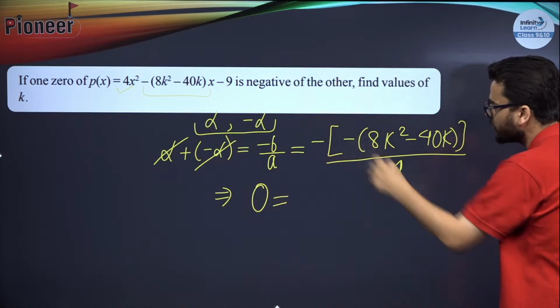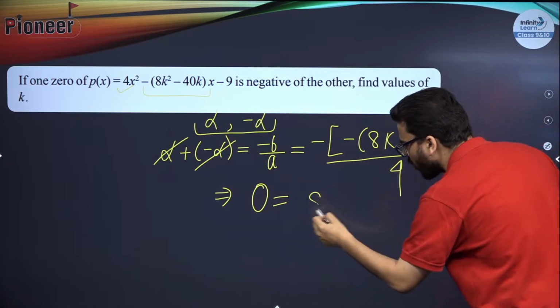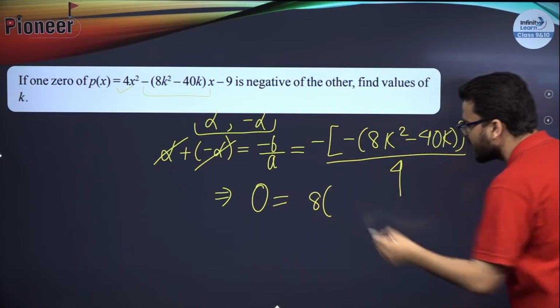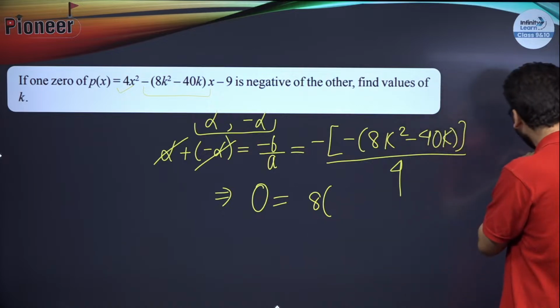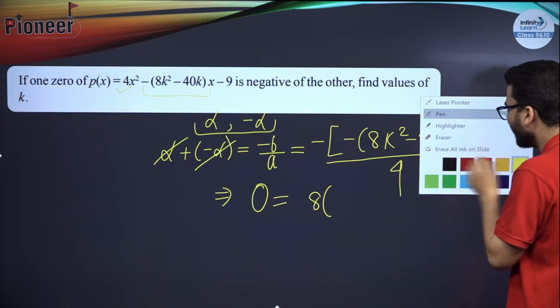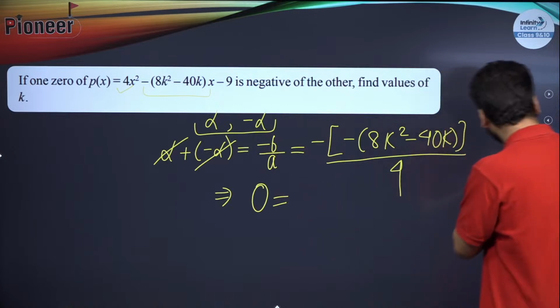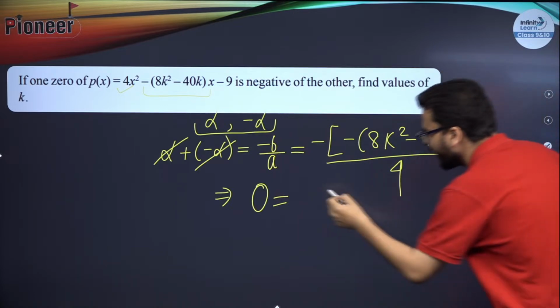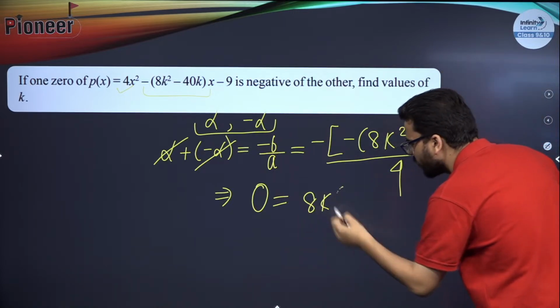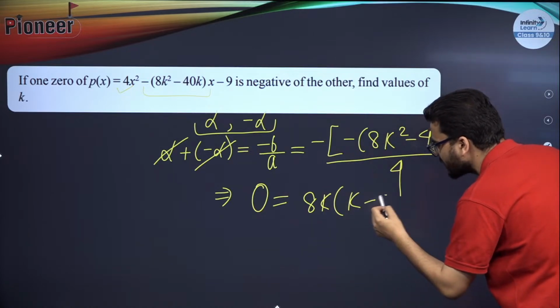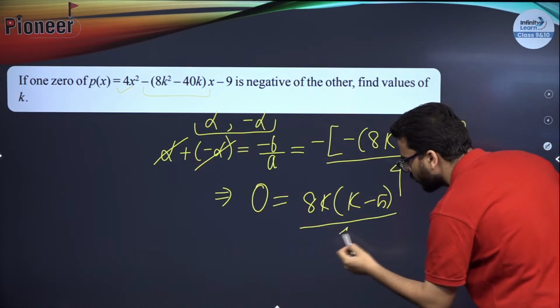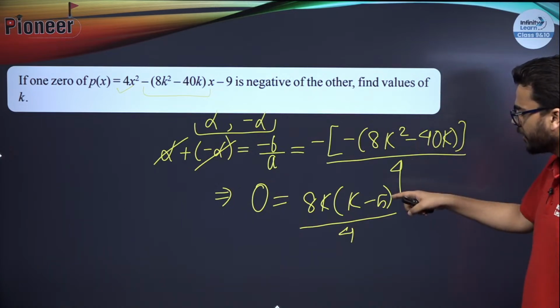So over here, if you simplify and take 8 as common in the numerator, what will I get, guys? Not only 8, in fact 8k can be taken as common. So you can take 8k as common over here. So what will you get? 8k times k minus 5, divided by 4 over here. I hope it is clear.